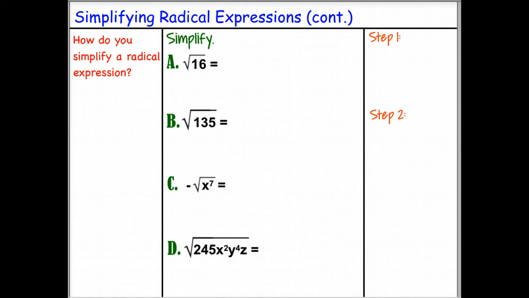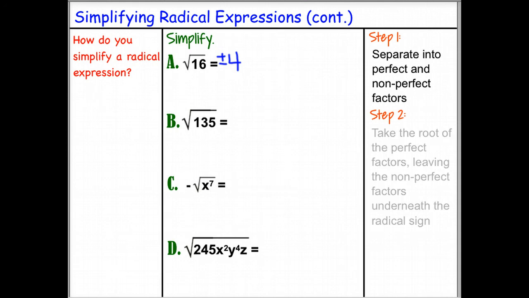Let's try a few examples. So our first one, we've got the square root of 16, which we all know is plus and minus 4. We're going to focus mostly on the positive ones, so I won't worry too much about the plus and minus, but know if there is a negative up front, I am looking for that negative piece. With these, basically it comes out to separating into perfect and non-perfect factors. I did A first because I know that's a perfect square, and then once you've separated it, then we're going to take the root of the perfect factors, leaving the non-perfect factors underneath the radical sign.